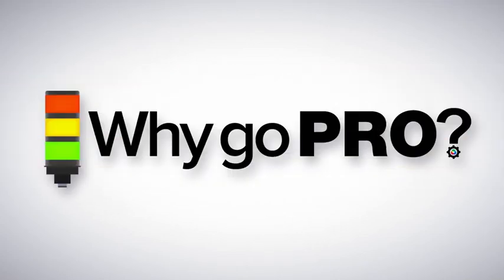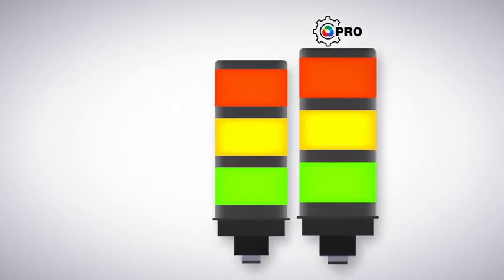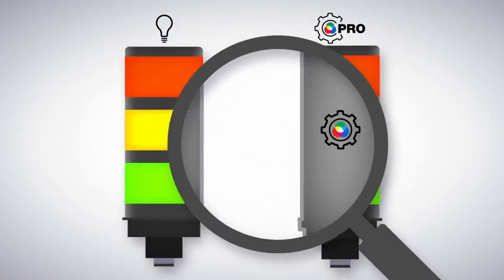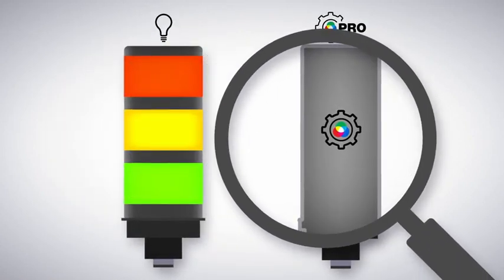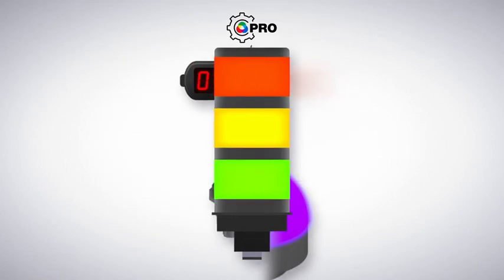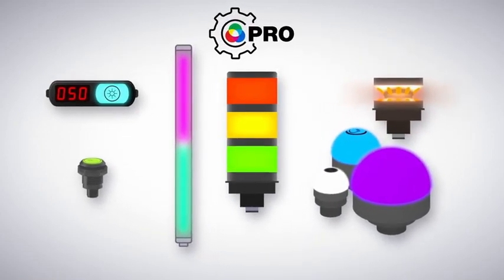Why go Pro? We are here to explain what elevates a Banner Pro light above a traditional factory light. While they may appear the same at first glance, Pro lights are actually driven by programmable RGB LEDs. Pro isn't just a product. Pro is a promise you're getting the very best technology inside the same Banner lights you already know and use.